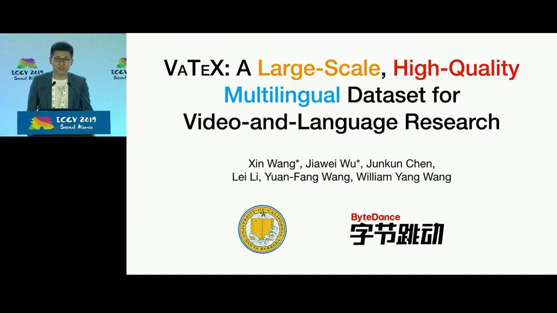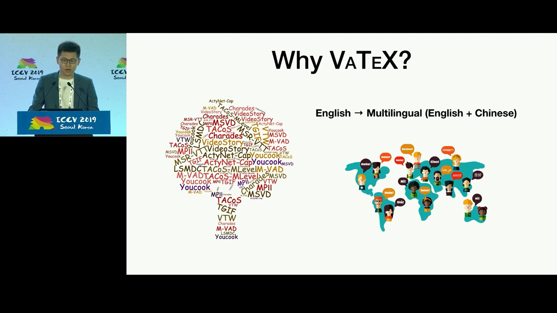Hi, everyone. Good morning. I'm Xin Wang from UC Santa Barbara, and I'm going to introduce our new dataset, VaTeX, a large-scale, high-quality, multilingual dataset for video and language research. This is a collaborated project between UC Santa Barbara and ByteDance AI Lab. Existing datasets for video and language research are monolingual and only contain English. However, there are thousands of languages on this planet, so it is very important to develop a multilingual model that can serve non-English speakers. Therefore, to support this, our dataset is multilingual and contains both English and Chinese corpus.